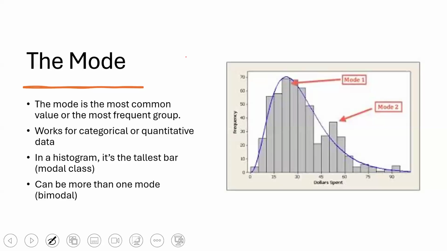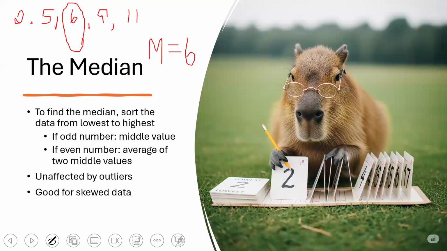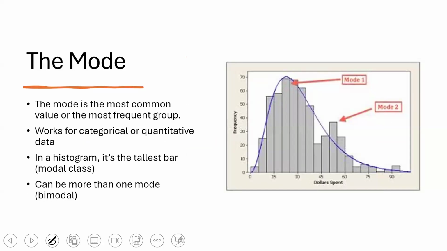For the dot plot example we've been looking at, our data values were 2, 5, 6, 9, and 11, right? Nothing repeated. In that case, there would be no mode. However, if we had had another 9 there, then we would have 2 instances of 9, so 9 would be the mode.